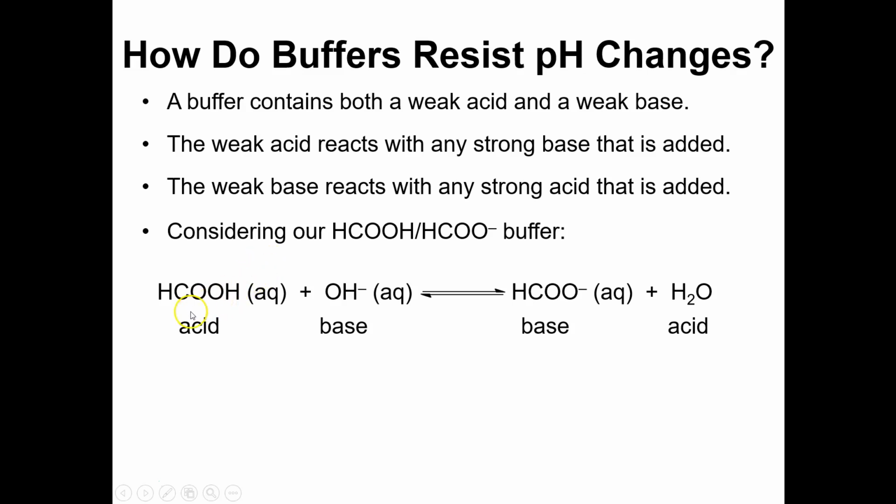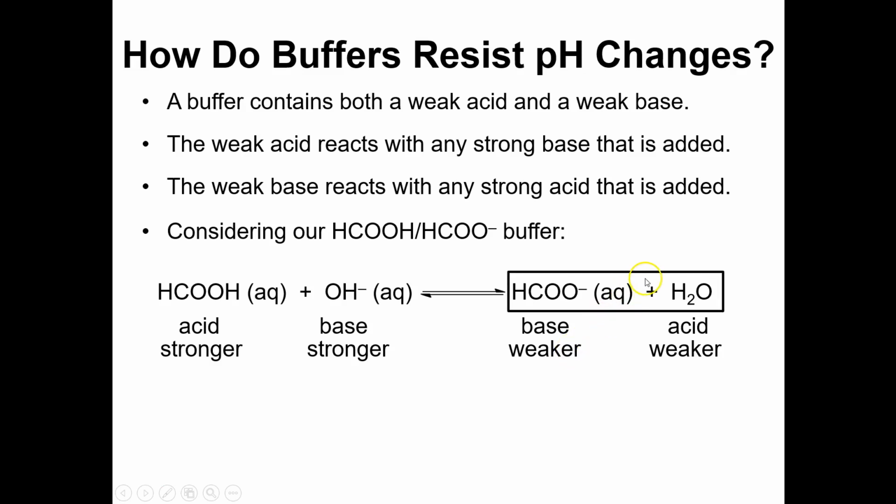In this particular reaction, formic acid is the acid on the reactant side, hydroxide is the base on the reactant side, formate is the base on the product side, and water is the acid on the product side. Formic acid with a Ka of 10 to the minus 4th is a much stronger acid than water, which has a Ka of 10 to the minus 14. Therefore, this is the strong acid and that's the weak acid. Therefore, this is the stronger base and this is the weaker base. And therefore, this equilibrium is going to lie very heavily on the side of products.